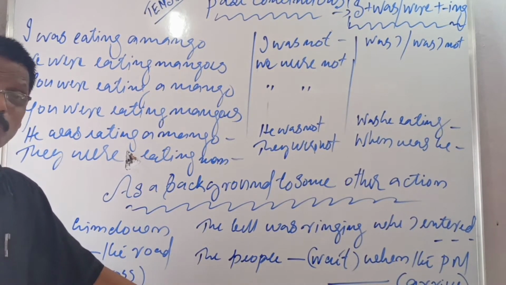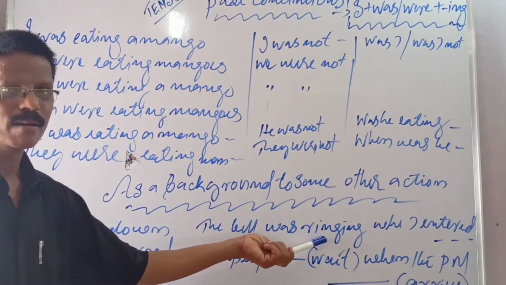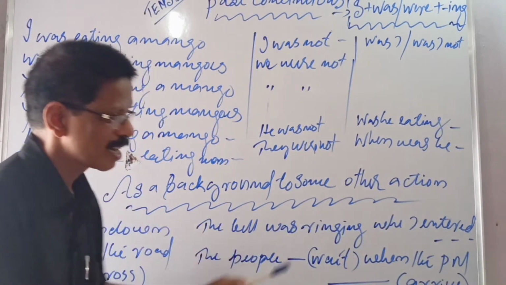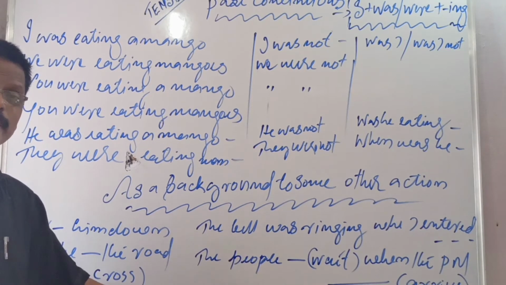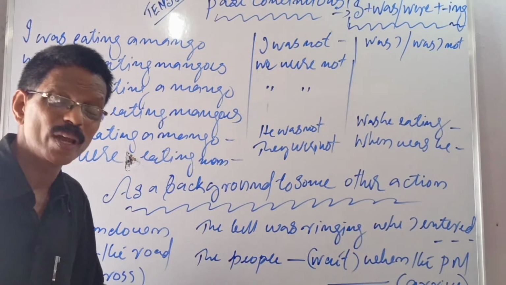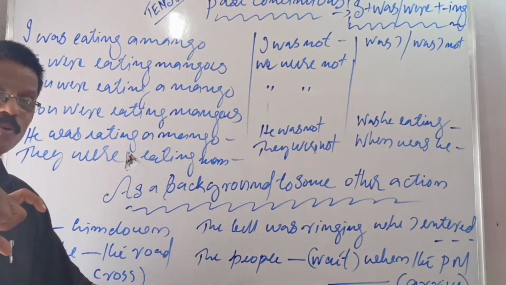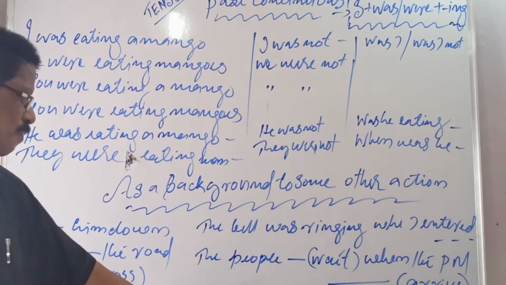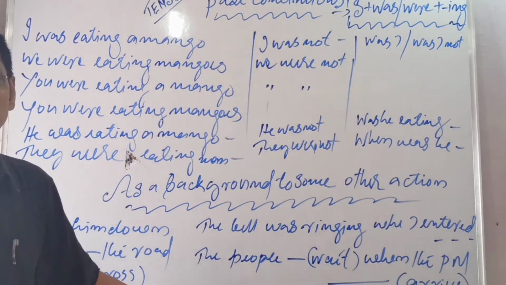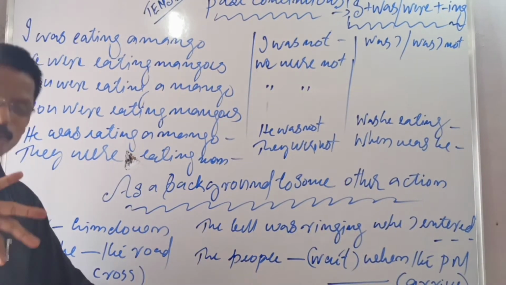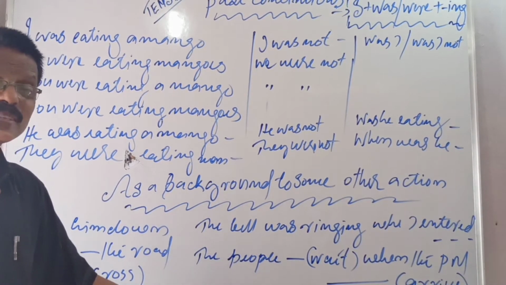But the most important use, take for example, the bell was ringing when I entered the college. When I entered the college, the bell was going on ringing, ding, ding, ding. The students were speaking when the teacher entered the classroom. She was singing a prayer song when I saw her in the church. When I saw her, what was she doing? She was singing. So, two things are happening there.